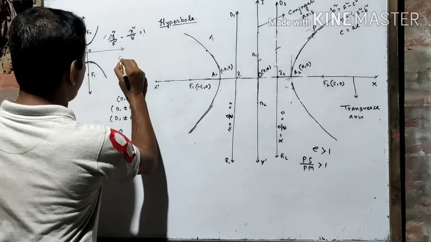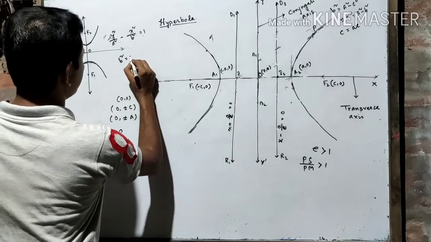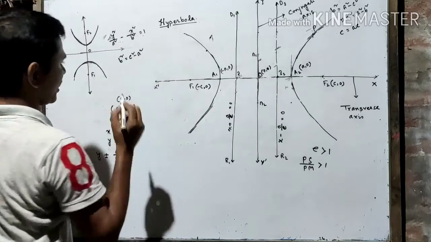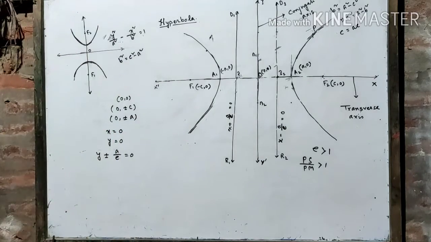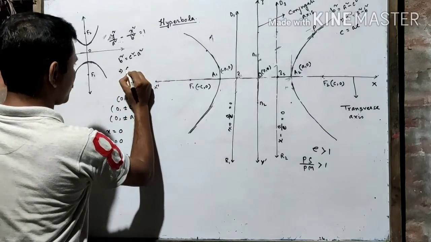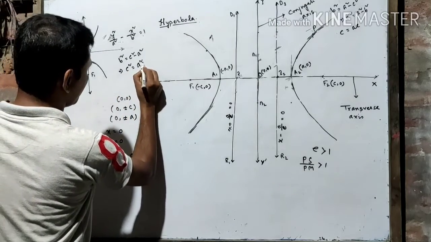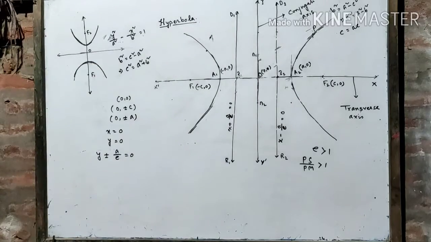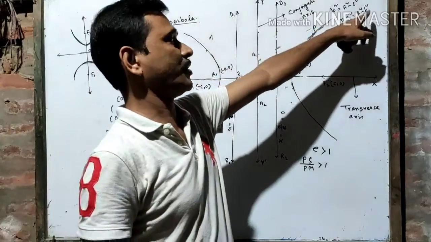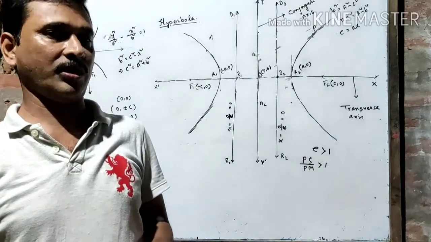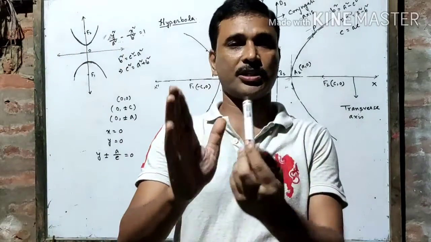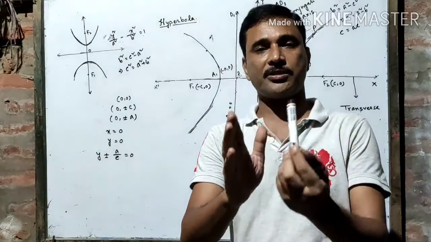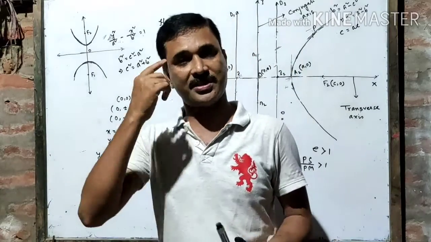Here again b square is equal to c square minus a square, or c square is equal to a square plus b square. Or else you may use this. This is easy to remember. c square is equal to a square plus b square in case of hyperbola, and in case of ellipse, c square is equal to a square minus b square. So in case of ellipse, c square is equal to a square minus b square. In case of hyperbola, c square is equal to a square plus b square. This is easy to remember.